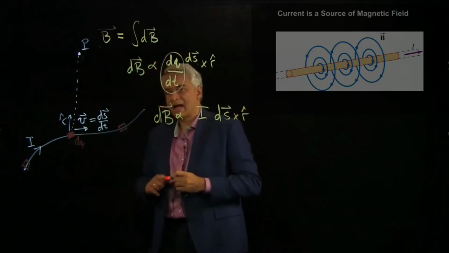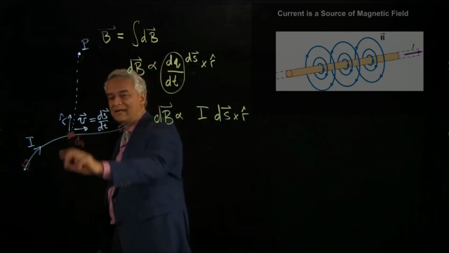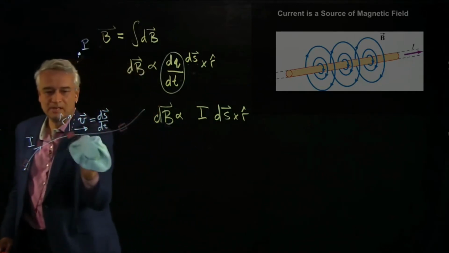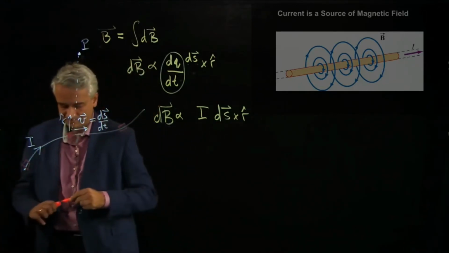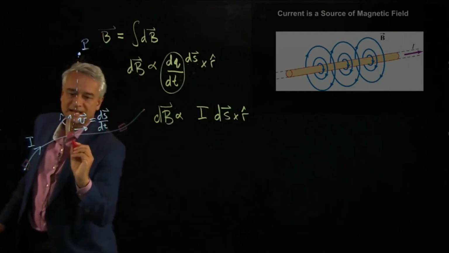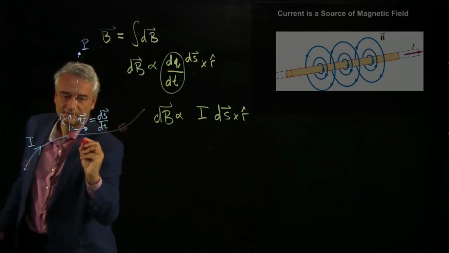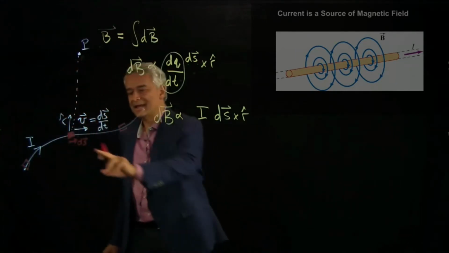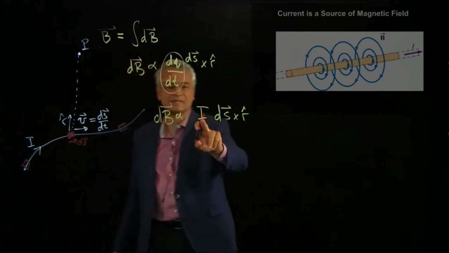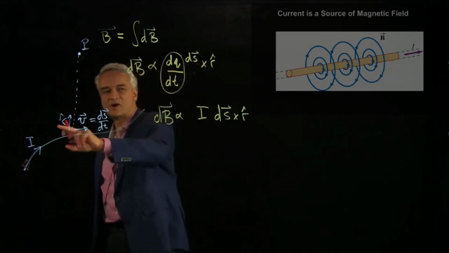So the way I'm thinking about this is I have a little segment of the wire right here. I'll do it in red. Here's my little segment of the wire right here. This is my dS vector. And there's a current flowing through this wire, and that current is I. That I is in front here. And then I have this dS vector crossed with the R hat vector.